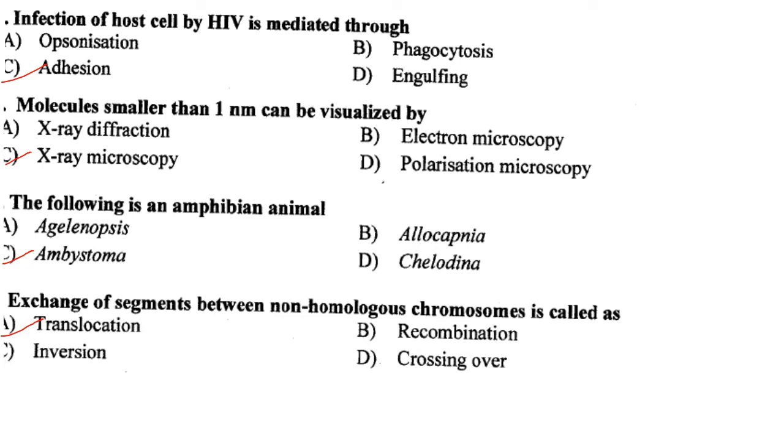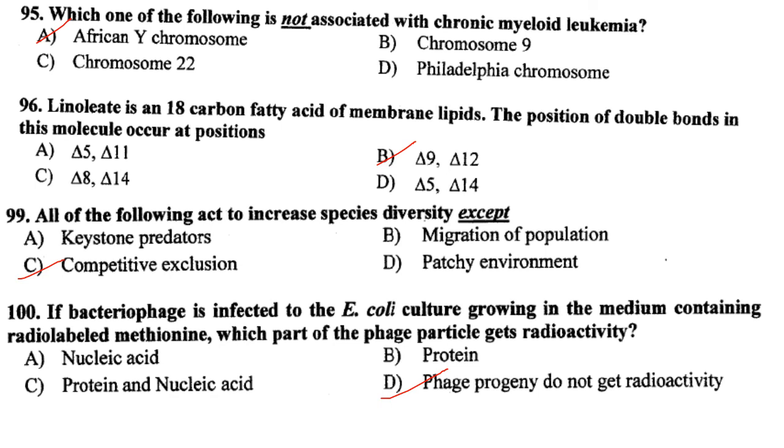Exchange of segments between non-homologous chromosomes is called translocation. Answer is option A. So next question. Which one of the following is not associated with chronic myeloid leukemia? It is African Y chromosome that is the answer. Chronic myeloid leukemia is caused by translocation between chromosome 9 and chromosome 22. So B and C are involved. The extra short chromosome 22 is called the Philadelphia chromosome. So option D is also correct.